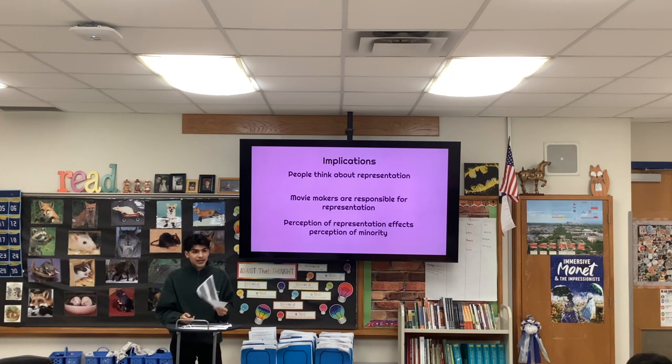Movie makers are actually kind of responsible for representation, because the way they portray a character is being perceived by the audience, and so they have some sort of responsibility that comes with the power of portraying a character, and that perception of representation affects the perception of a minority. No matter what, as long as a minority is perceived in a film, it is going to affect how this minority is perceived outside in the real world.